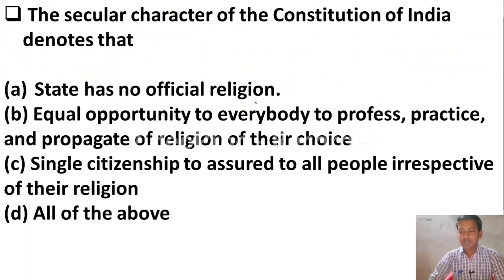The next question is: the secular character of the Constitution of India denotes that option A, state has no official religion, option B, equal opportunity to everybody to profess, practice and propagate the religion of their choice, option C, single citizenship is assured to all people irrespective of their religion, option D, all of the above. Here the right answer is option D, all of the above. All are right about the secular character of the Indian Constitution.